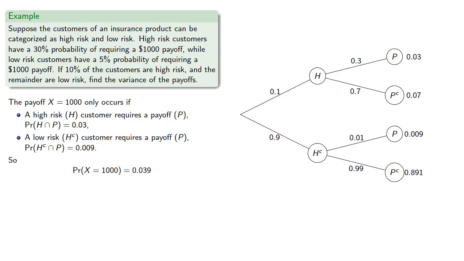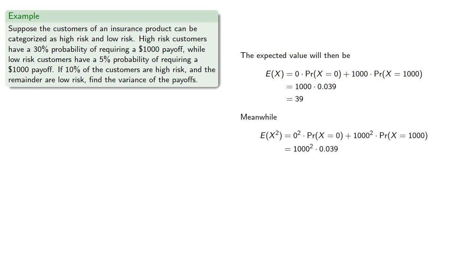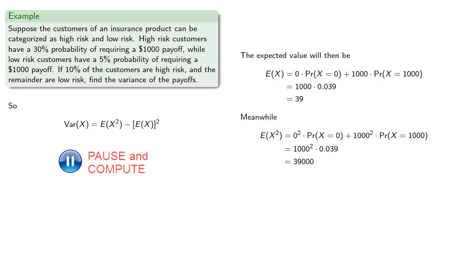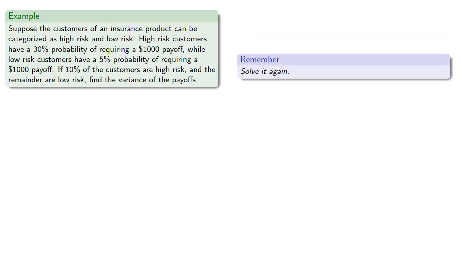And so the probability of a payoff is, and so the expected value will be, meanwhile, the expected value of the square is, and so the variance will be, so let's solve it again, but this time we'll use the law of total variance.